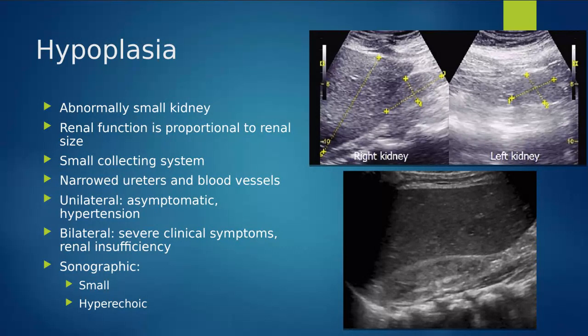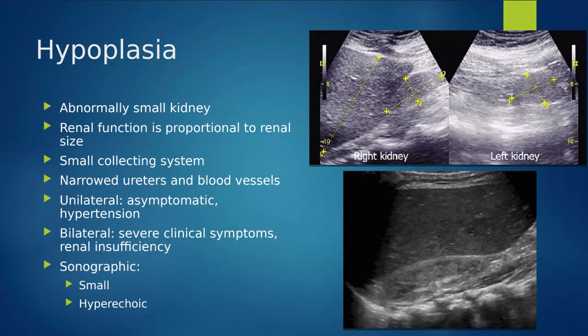So the first one is going to be renal hypoplasia. This is when we have an abnormally small kidney. The renal function is going to reflect that directly, right? Because if we have less renal functional tissue, it's not going to function as well as it should. So we're going to have underactive kidneys with hypoplasia. We're going to have a smaller collecting system. That means our ureters and our blood vessels are going to be much smaller and more narrow.